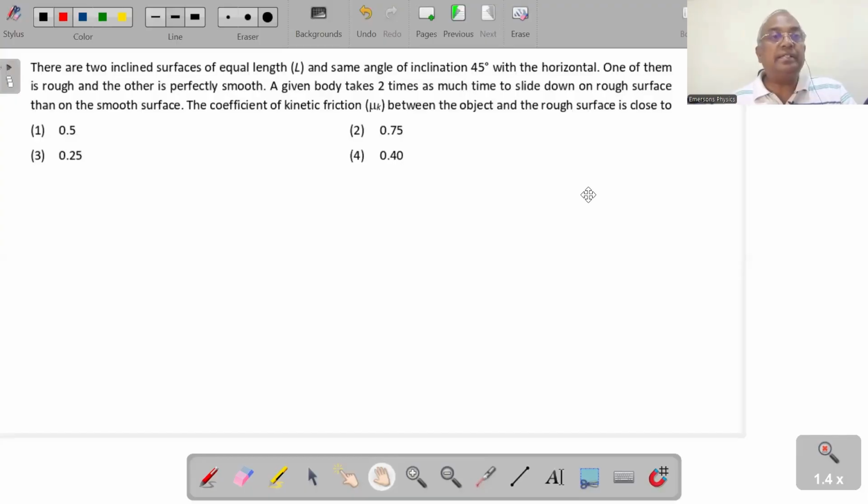There are two inclined surfaces of equal length L and same angle of inclination 45 degree with the horizontal. One of them is rough, the other is perfectly smooth. A given body takes 2 times as much time to slide down the rough inclined plane as the smooth surface. The coefficient of kinetic friction between the object and the rough surface is close to what? So there are two surfaces.